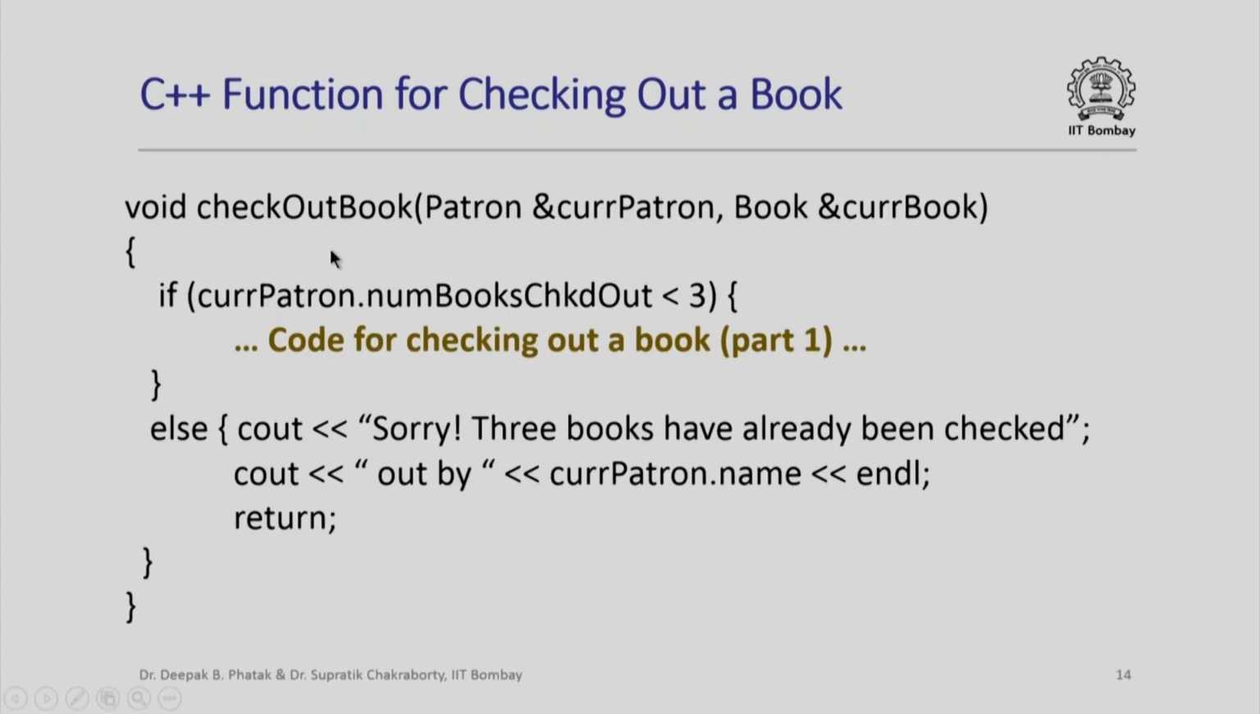So how does the code for the function checkout book look like? We are first going to check if the number of books checked out by the current patron is less than 3. If so, we are going to proceed and try to see if the current patron can check out the current book. But if the number of books checked out by the current patron has already reached 3, then we have to print out an appropriate message saying sorry, 3 books have already been checked out by the current patron.